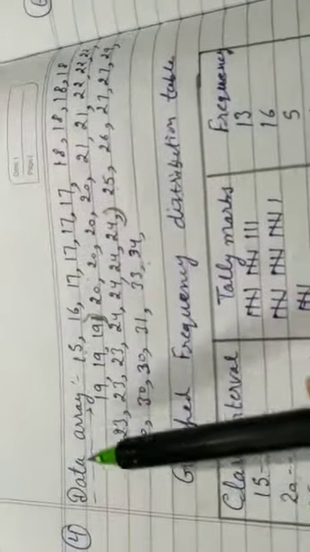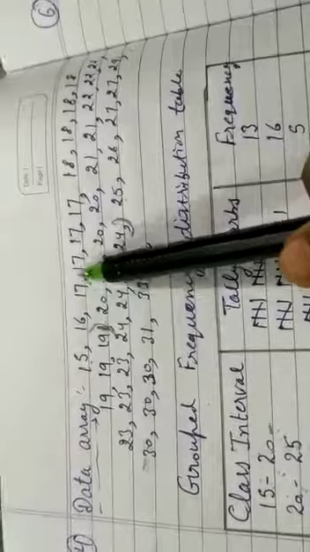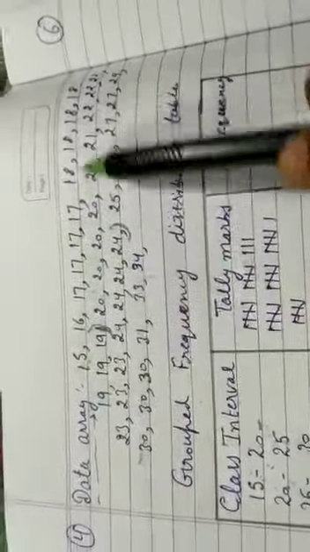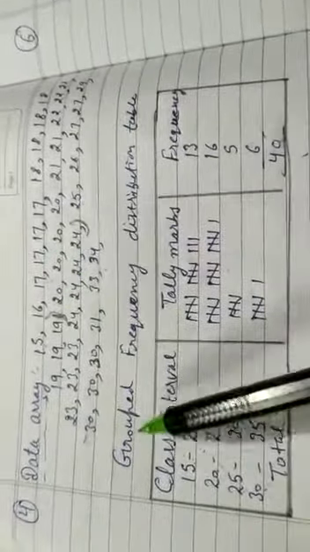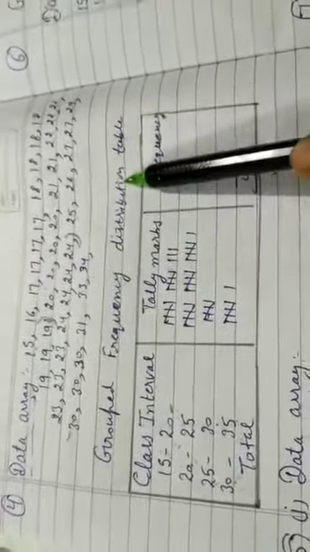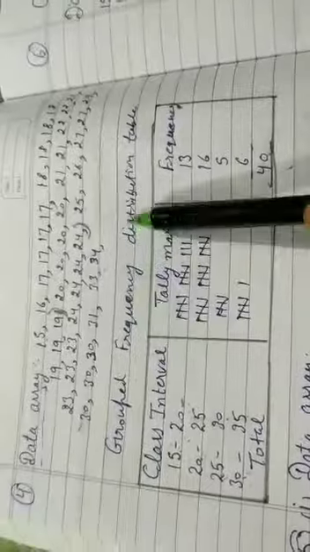In the fourth sum, again we have to arrange the data 15, 16, 17, 17, 17 in ascending order. First arrange the data in ascending order. After arranging, we will make a grouped frequency distribution table. Firstly, we made an ungrouped frequency distribution table. Now in the fourth sum, we will make a grouped frequency distribution table.